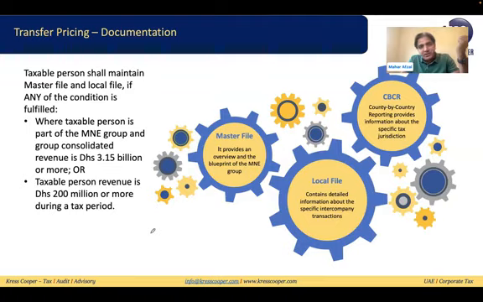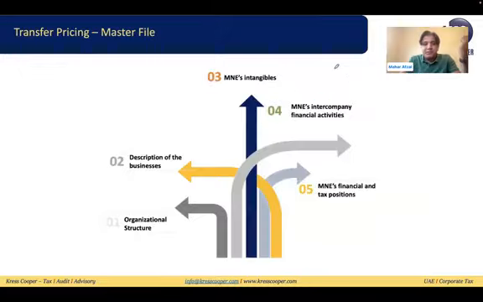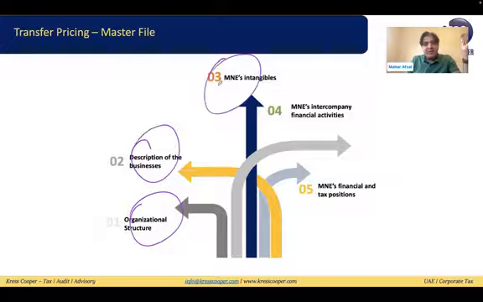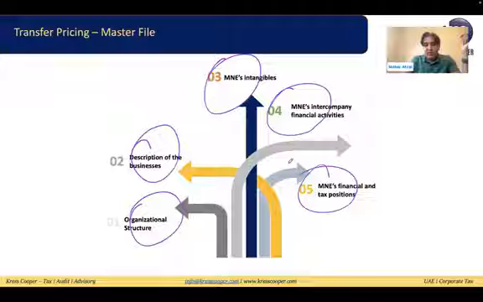So what is included in the transfer pricing documentation? Master file, local file, country by country reporting. The master file contains very high level information, like organization structure, description of businesses, M&A intangibles, M&A intercompany financial transactions, financial and tax position, very high level.